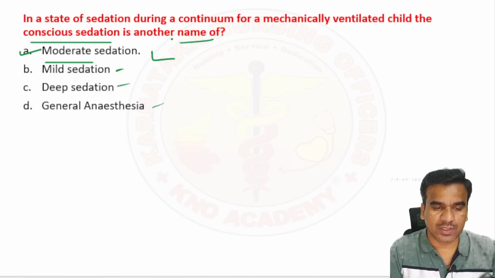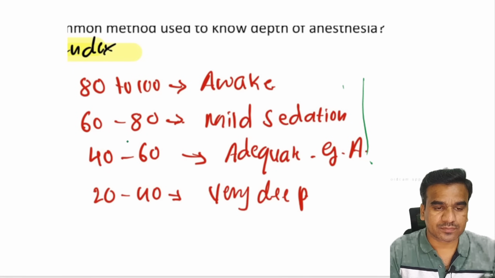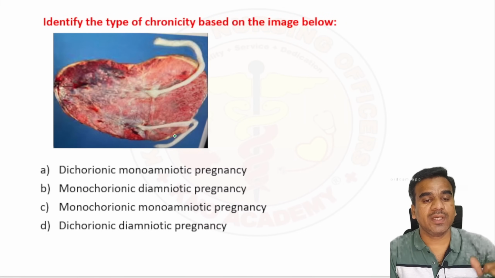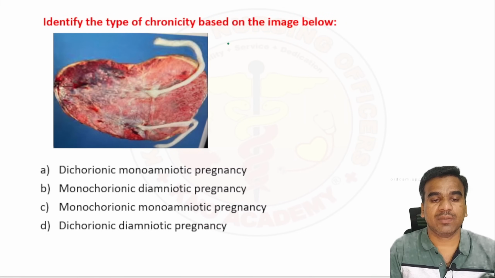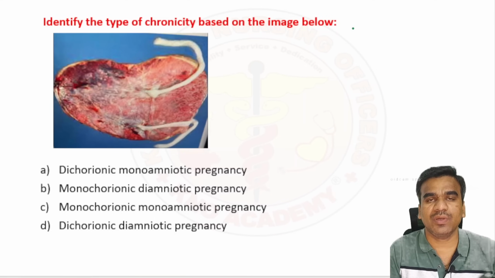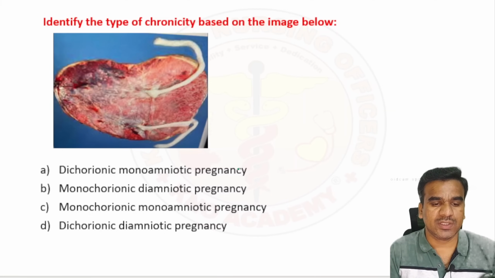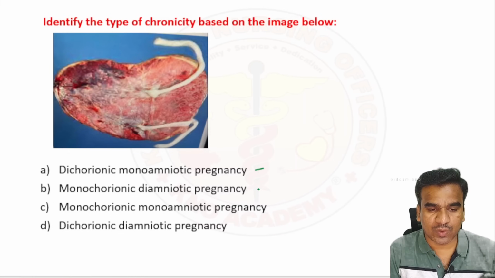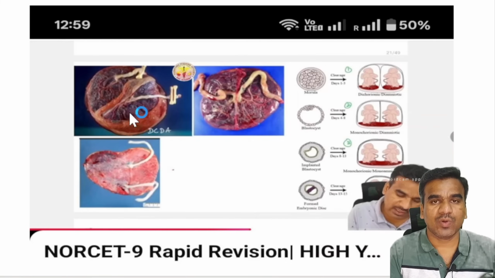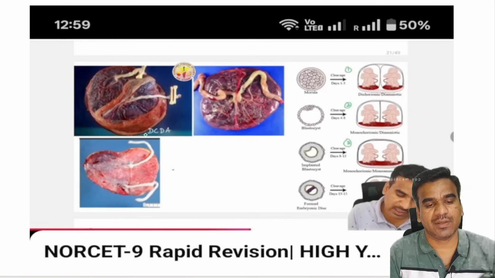Okay, we'll move on to the next question. Identify the type of chorionicity based on the image given below. This question I explained on the KNO Academy YouTube just one day before the examination. The options are dichorionic monoamniotic pregnancy, monochorionic diamniotic, monochorionic monoamniotic, and dichorionic diamniotic. The right answer, I will show. See, I gave the same example. This is the same picture. That is the monochorionic monoamniotic.